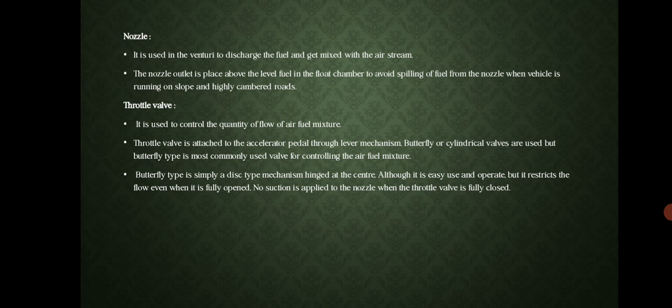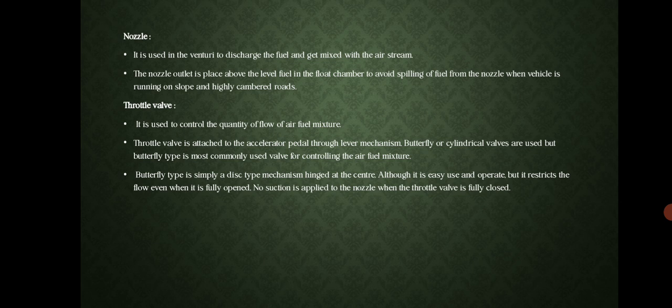Nozzle. It is used in the venturi to discharge the fuel and get mixed with the airstream. The nozzle outlet is placed above the level of fuel in the float chamber to avoid spilling of fuel from the nozzle when the vehicle is turning, on a slope, or on highly cambered roads.